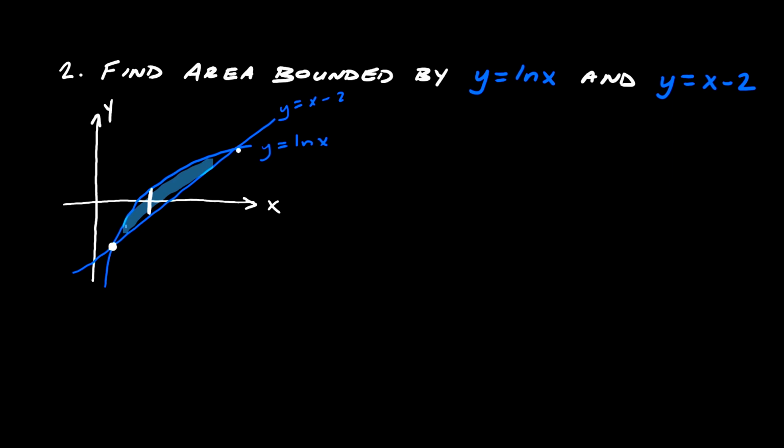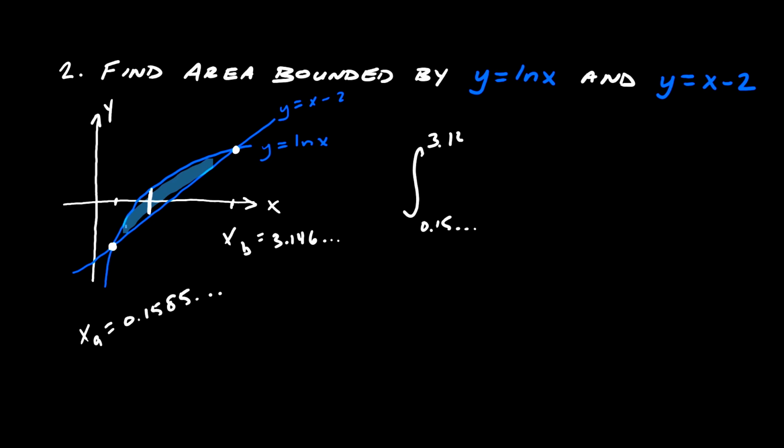We are going to need the boundaries that hold this area, and we're going to want those x values. So in this case, you'll need a graphing utility or some other function to be able to find that. And in doing so, we'll find that our first x, we'll say x at a, is approximately 0.1585 and so on. And then our x value at the b is approximately 3.146 and so on. And our integral is very simple then. It's really from the a value, 0.15, so on, to the b value, 3.14, so on.